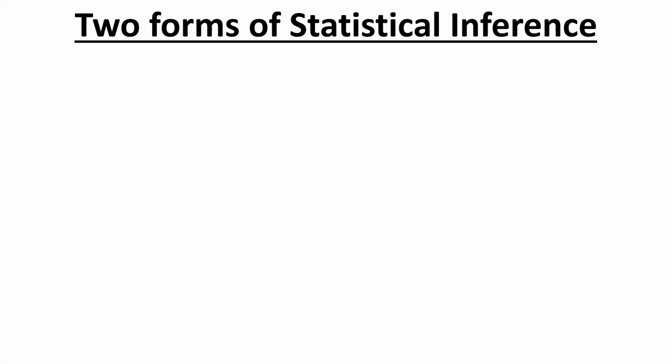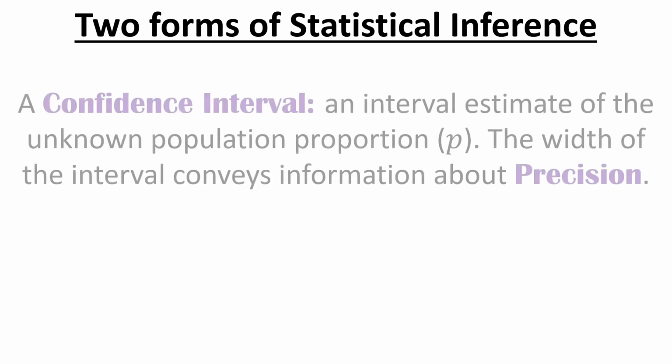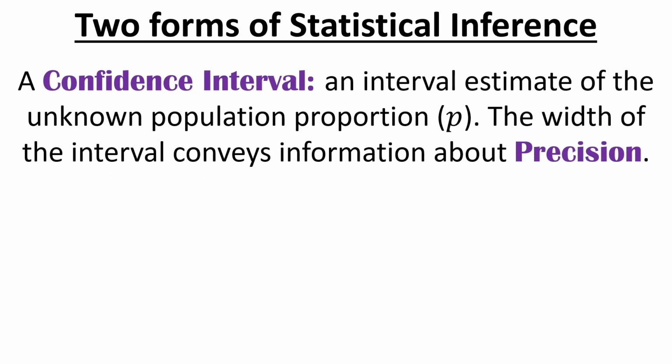So what are the two forms of statistical inference that we've been talking about? Well, first of all, we can make a confidence interval. This provides an interval estimate of an unknown population proportion, and the width of the interval contains information about the precision of that estimate. The less wide the interval, the more precise the estimate. So we've talked about confidence intervals in some detail already.